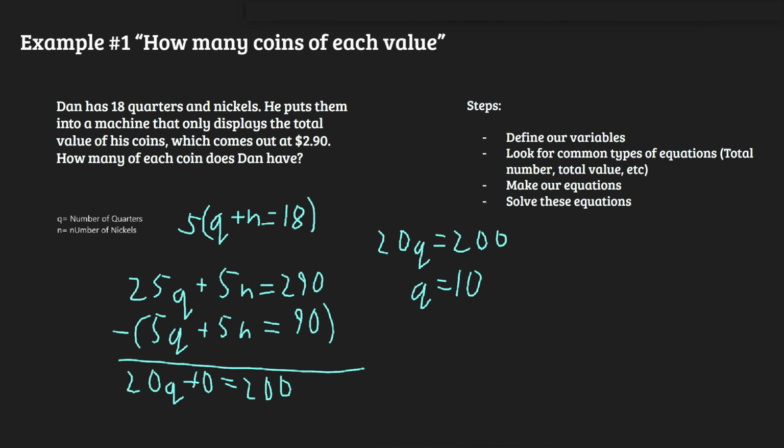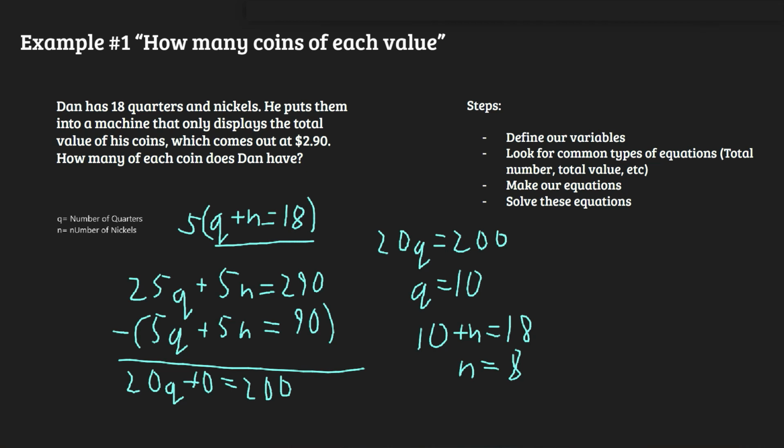Now that I have q is equal to 10, I can just plug it into either of these equations to solve for n. So I have q plus n is equal to 18, so I know that 10 plus n is equal to 18. I'll subtract 10 from both sides, and I will get n is equal to 8. So I should have 8 nickels and 10 quarters.